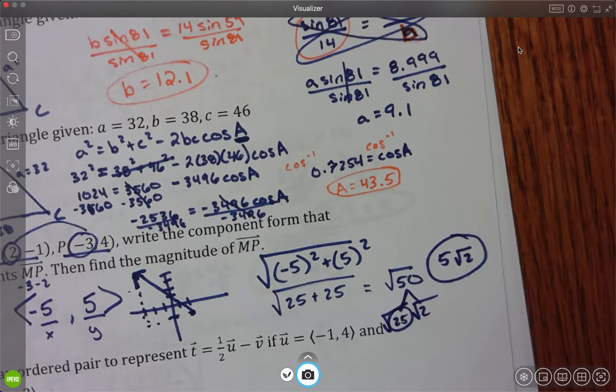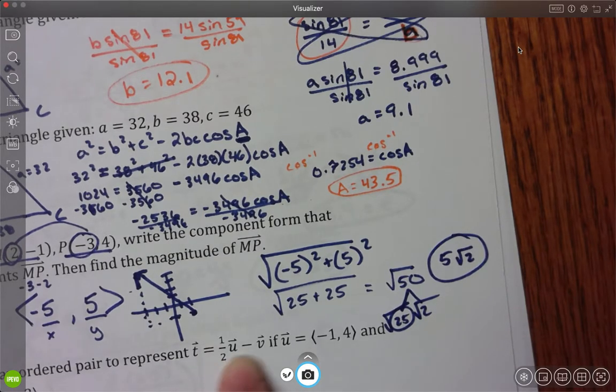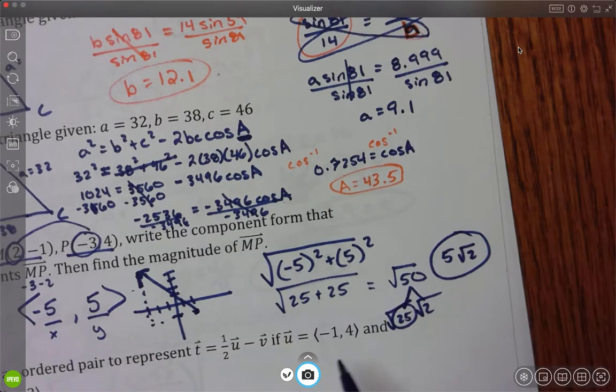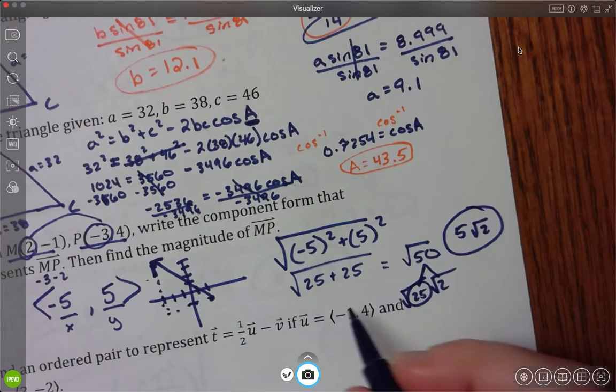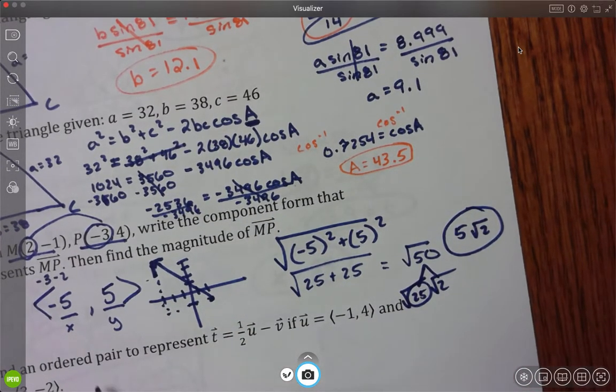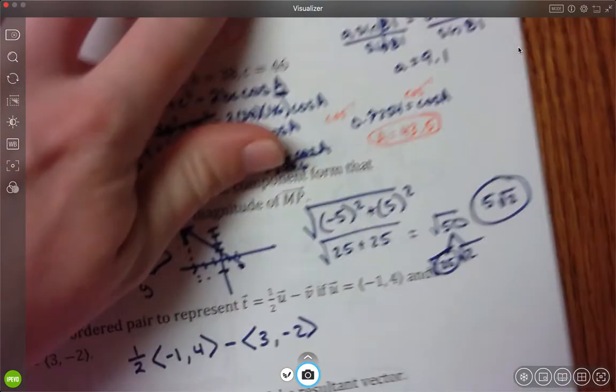All right, 38. Find an ordered pair to represent negative 1/2 u minus v. Okay, so I'm going to write out negative 1/2 u. Well, not negative 1/2 u, 1/2 u minus v. 3, negative 2. This is what the whole thing should look like at the very end. Okay.